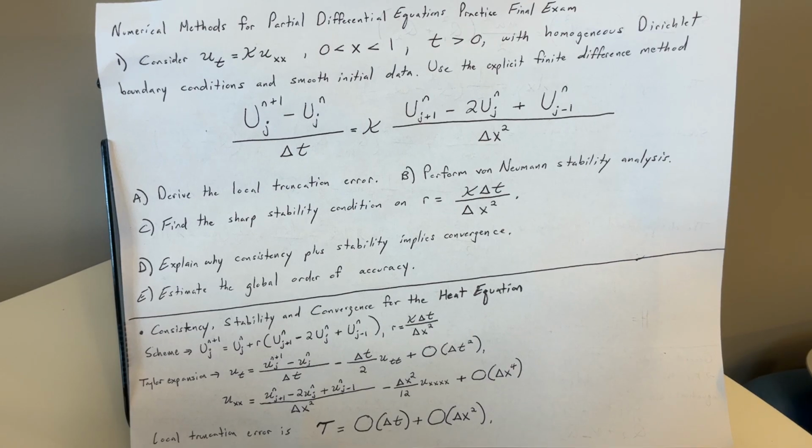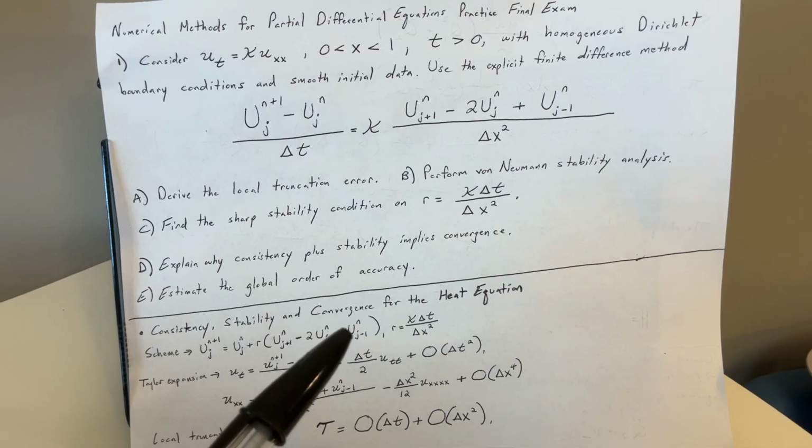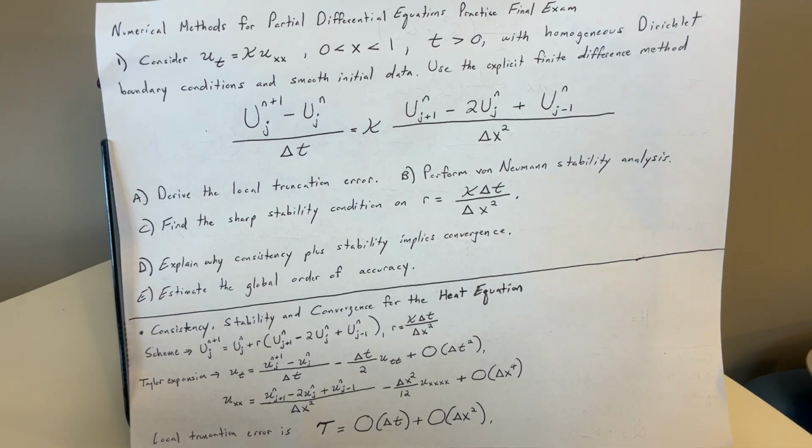So parts A, B, C, D, and E: derive the local truncation error, perform the von Neumann stability analysis, find the sharp stability condition on R equals kappa delta t over delta x squared. Part D, explain why consistency plus stability implies convergence. And Part E, estimate the global order of accuracy. So this is a consistency, stability, convergence for the heat equation problem.